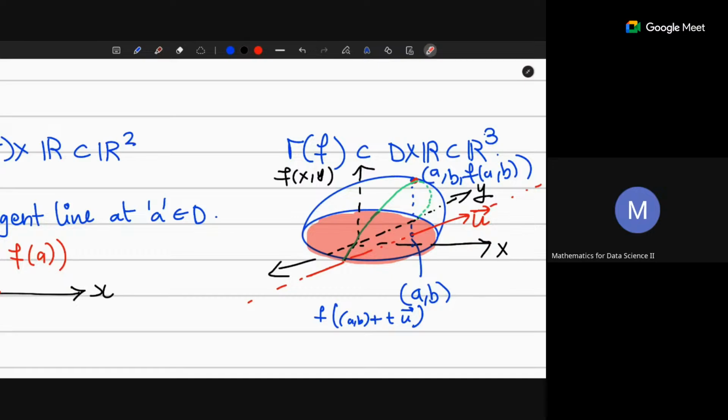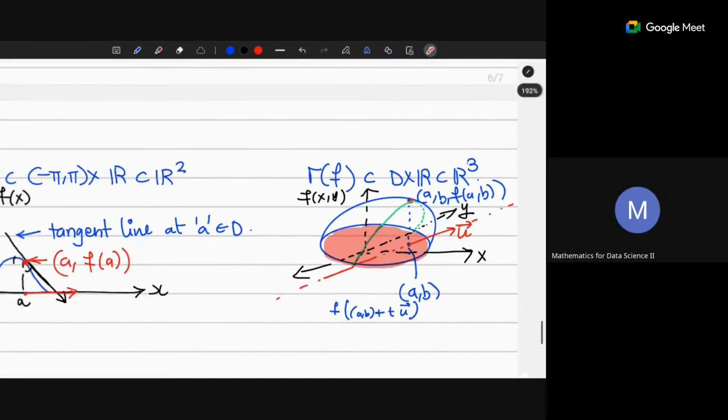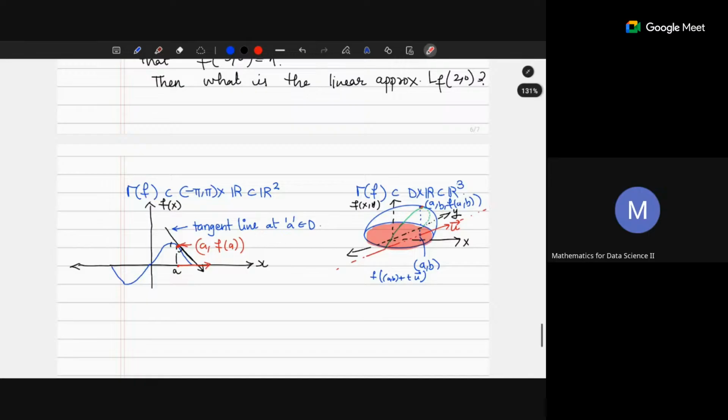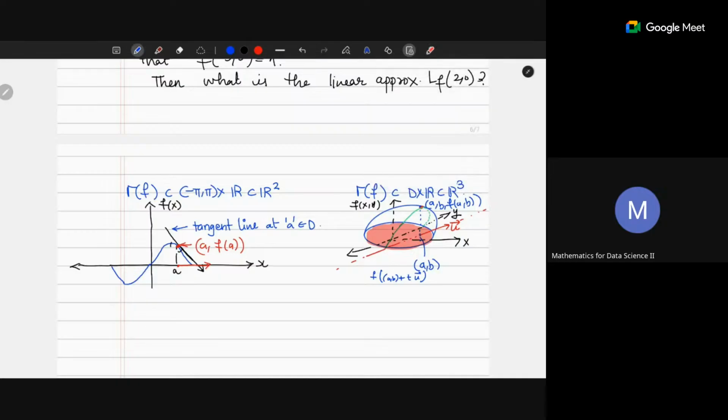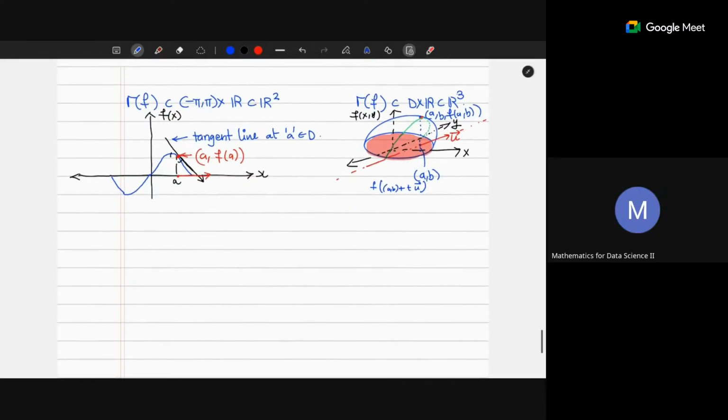So this is another example of the extreme points. The concept of extreme points also makes sense in the high dimension case. That is what we are going to study. Before that, let me quickly recall the local minima, maxima, or what we mean by critical point in the one-dimensional case or in one variable case.